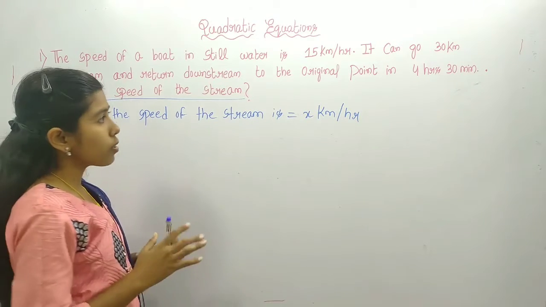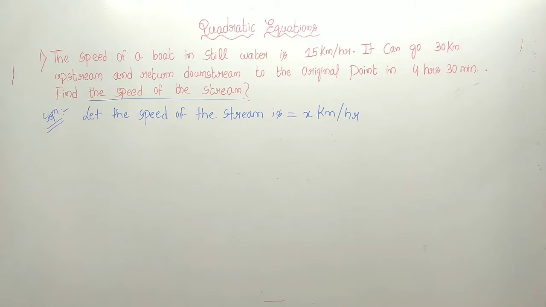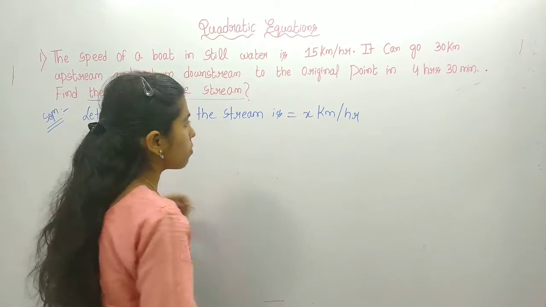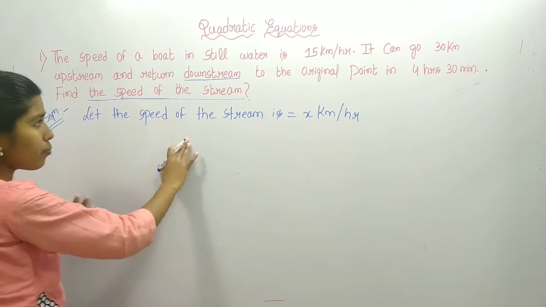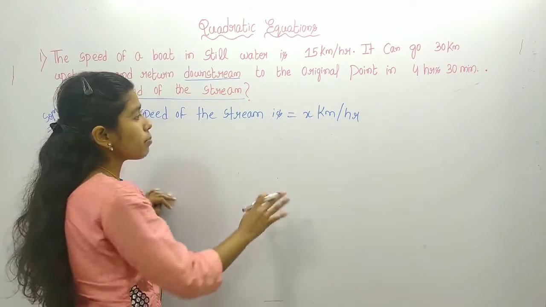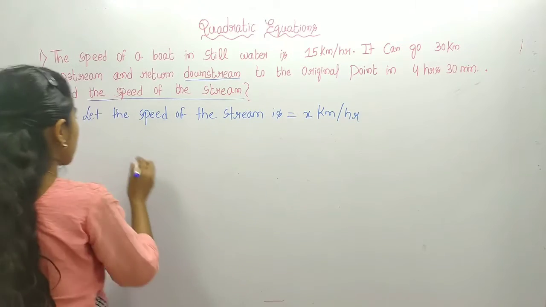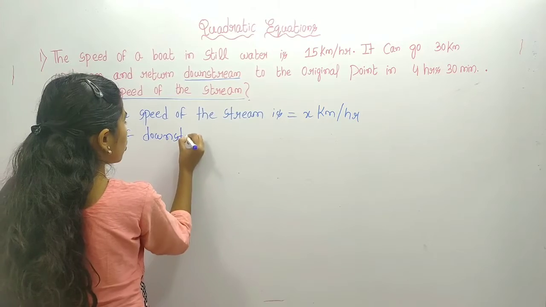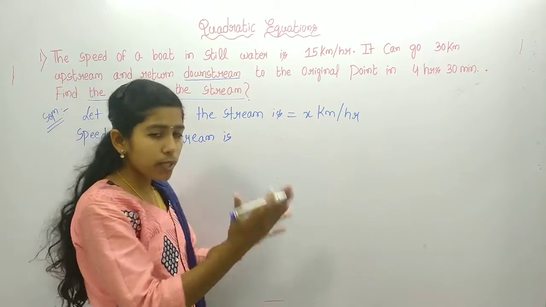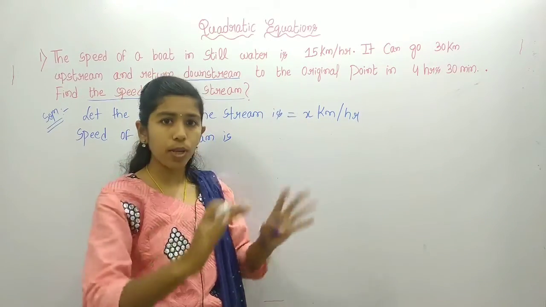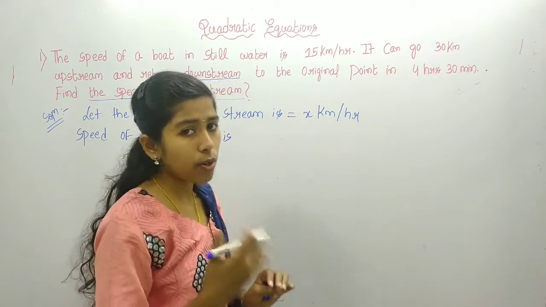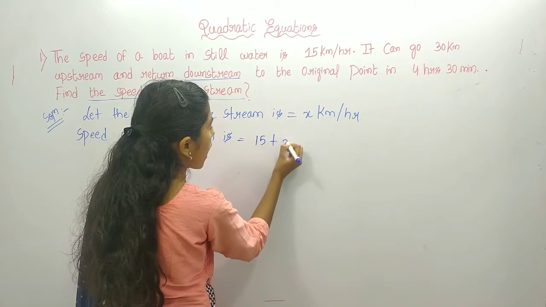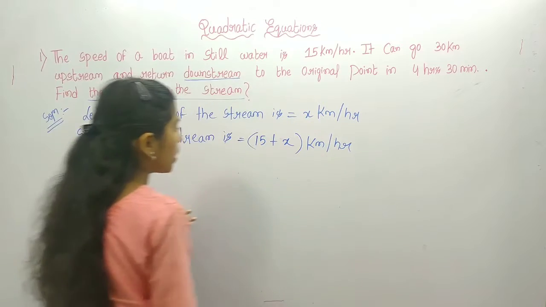So what will you do? Think once. It will go upstream and it will return downstream. When the stream goes downwards, the boat will move very fast, it means speed will increase. So it is 15 plus x. The speed of downstream is equal to, the speed will increase now. If it goes up, the speed will decrease. If it goes down, the speed will increase, the water will go very fast. So here we have to add. 15 plus x kilometer per hour when it is going downwards.